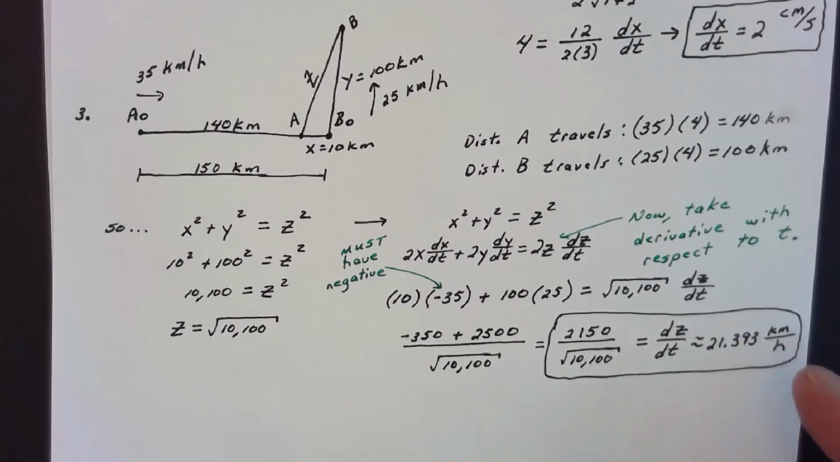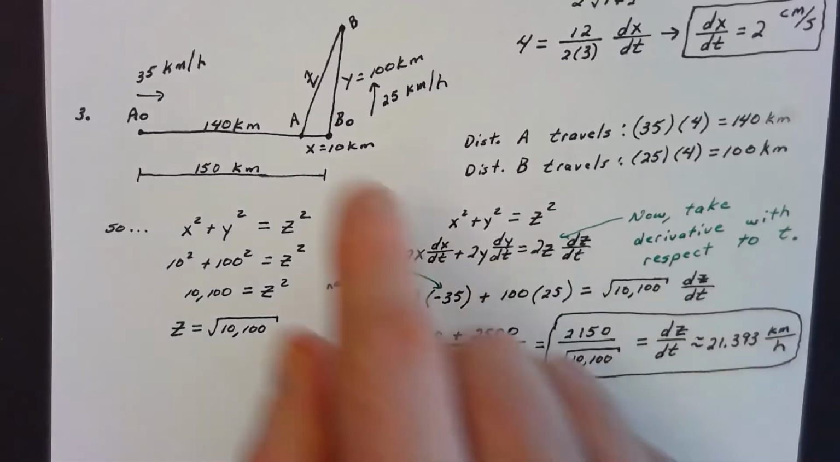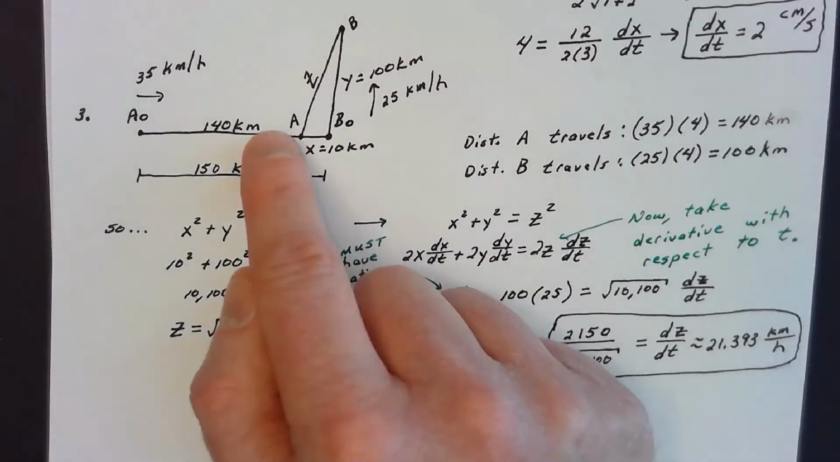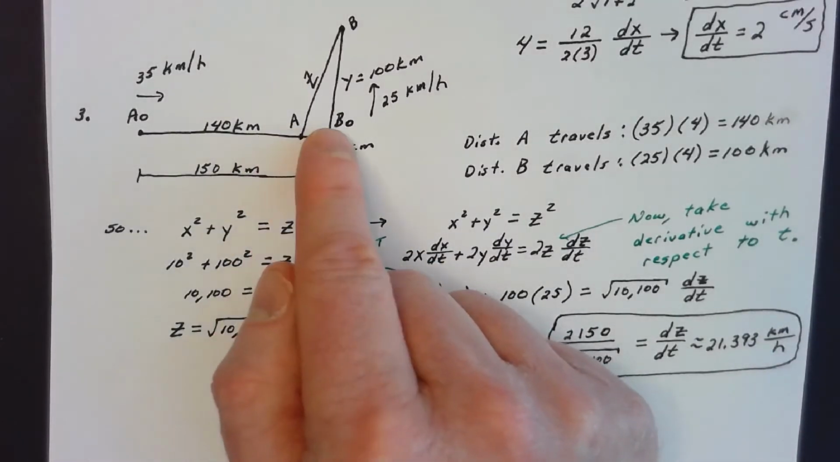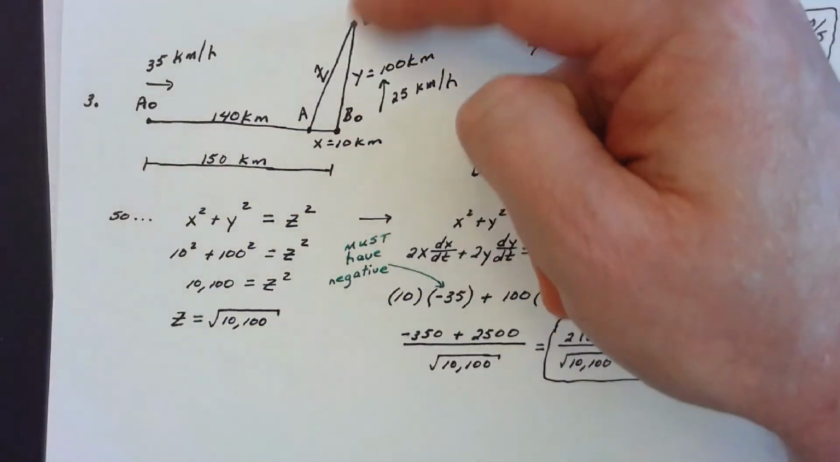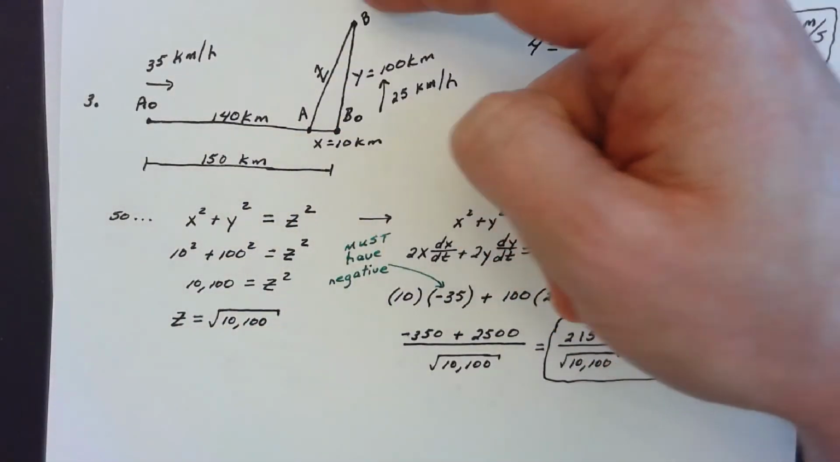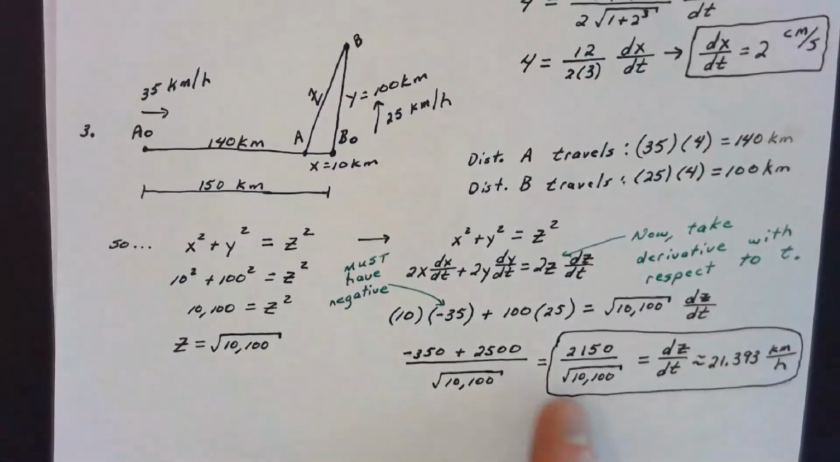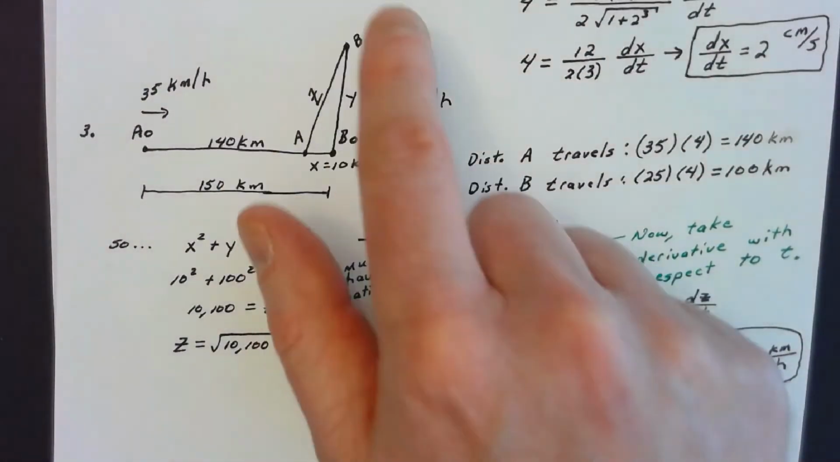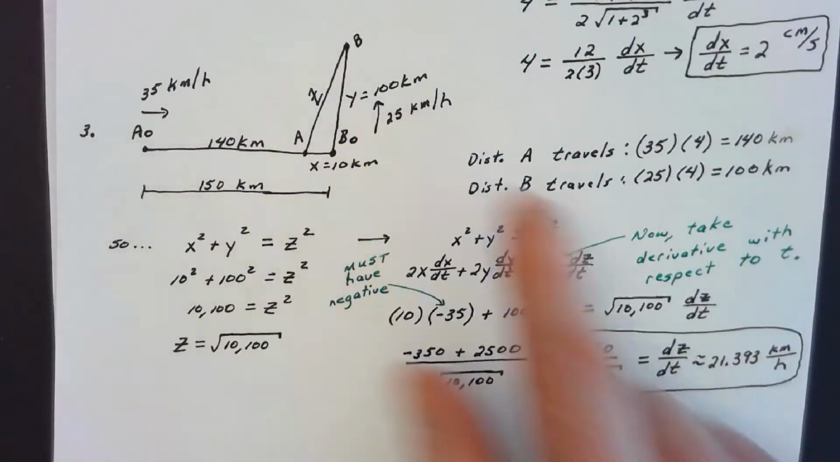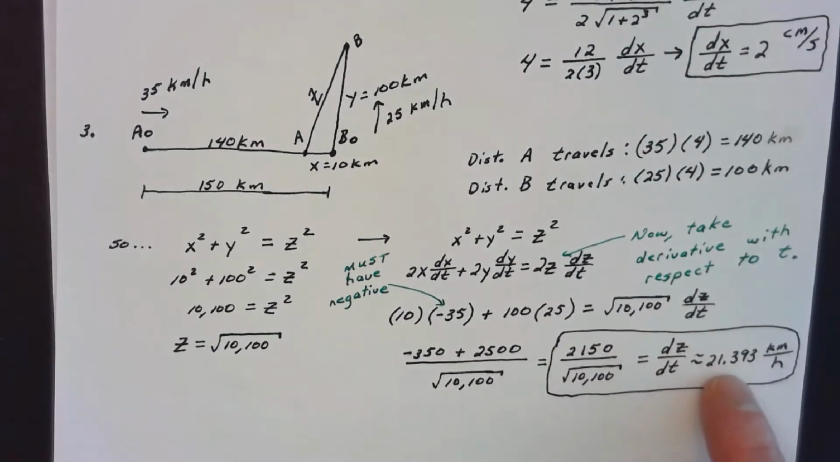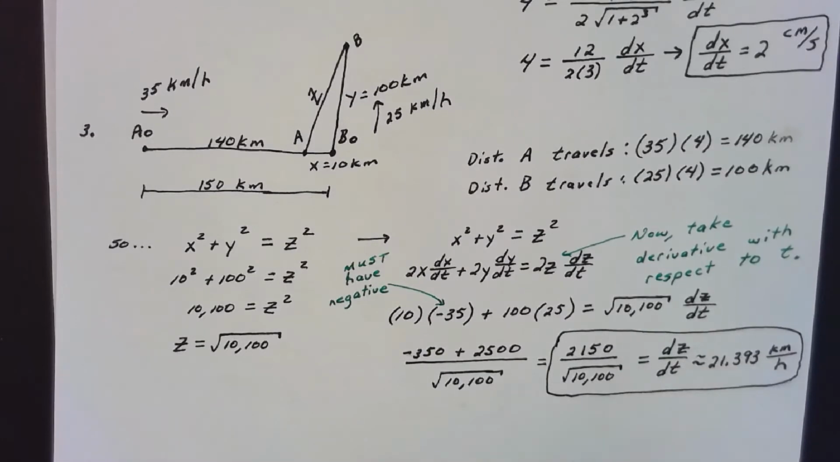And now that should make sense to you. The distance is being decreased by A because it's getting closer horizontally, but B is lengthening the distance vertically. So it's not quite going apart at a rate of 25 kilometers per hour, but almost that full rate. They're going apart at a rate of 21.393 kilometers per hour.